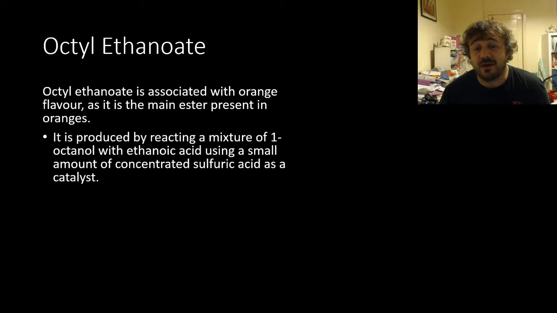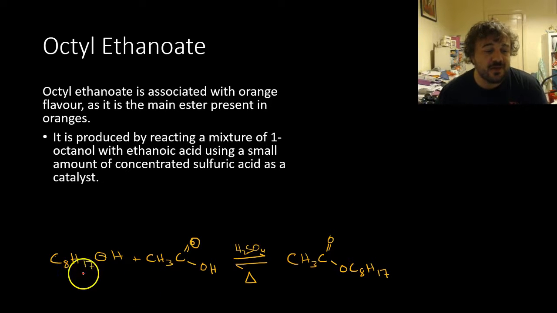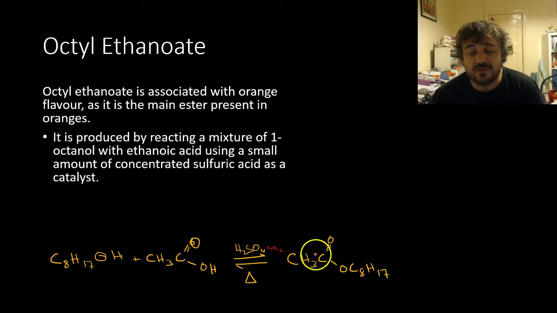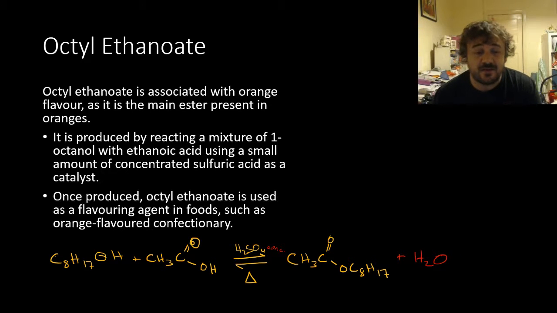It's produced basically by reacting a mixture of 1-octanol with ethanoic acid, and you use sulfuric acid as a catalyst. It's a dehydrating agent, so it helps pull the water out of the condensation reaction. So here's our octanol, and we combine it with ethanoic acid over heat, that's what that means, with concentrated sulfuric acid. And it gives us octyl ethanoate plus water, because it's a condensation reaction.